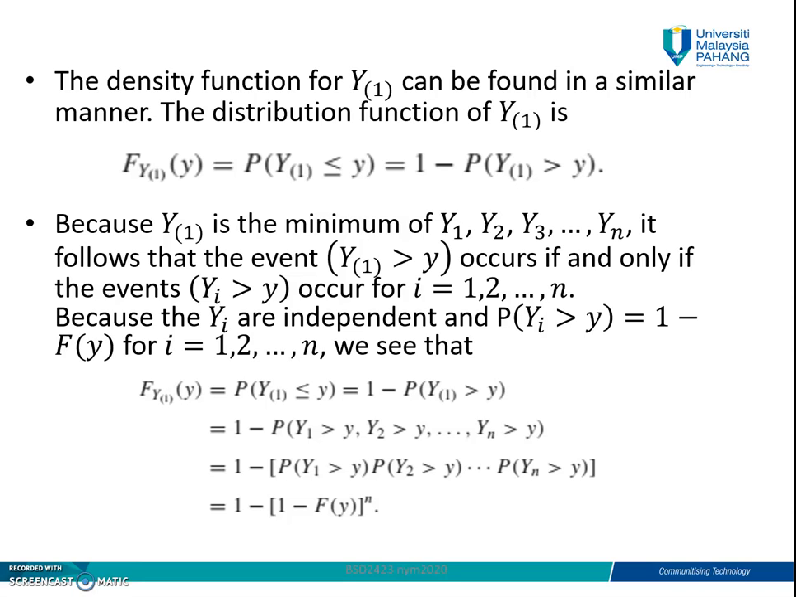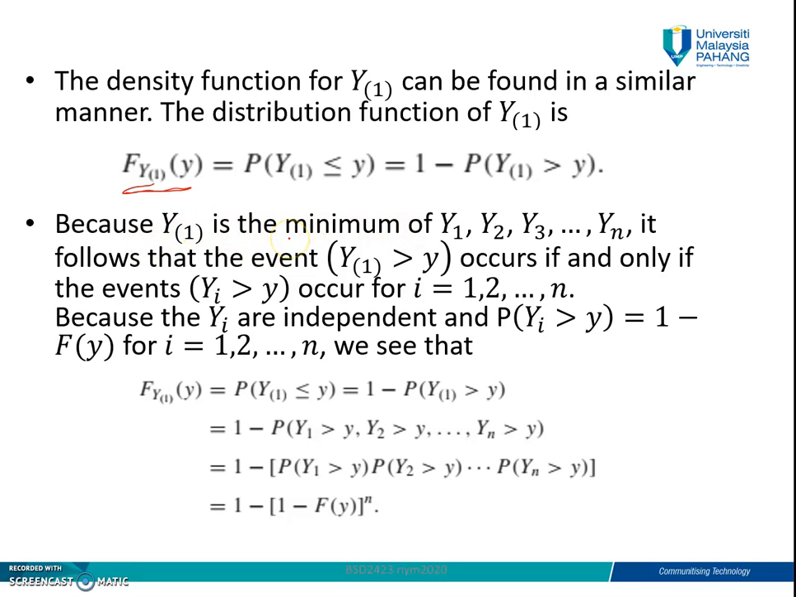Now the density function for y(1) can be found in a similar manner using the method of distribution function. What should you do first? Find the distribution function of y(1). So this equals the probability that y(1) is less than y. You can use this notation in order to get everything, because this is y1 but actually you have 1, 2, 3 until n. So you can have 1 minus the probability that y(1) is greater than y, because y(1) is the minimum.